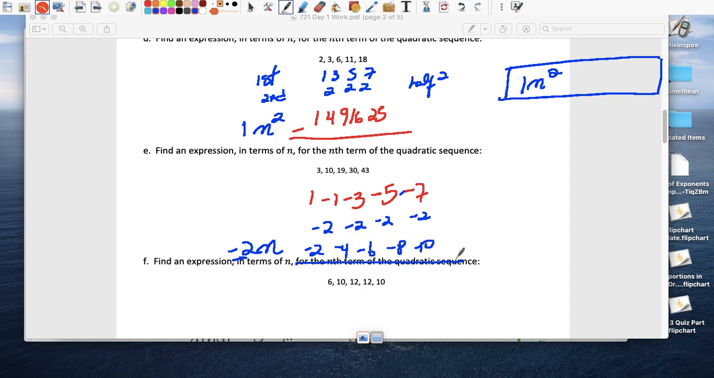I'm going to subtract: 1 minus negative 2 is 3. Negative 1 minus negative 4 is 3. And you're going to get negative 5 minus negative 6, which is positive 3, so this is 3, 3. So our final answer is 1n squared, or better yet, just n squared minus 2n plus 3.